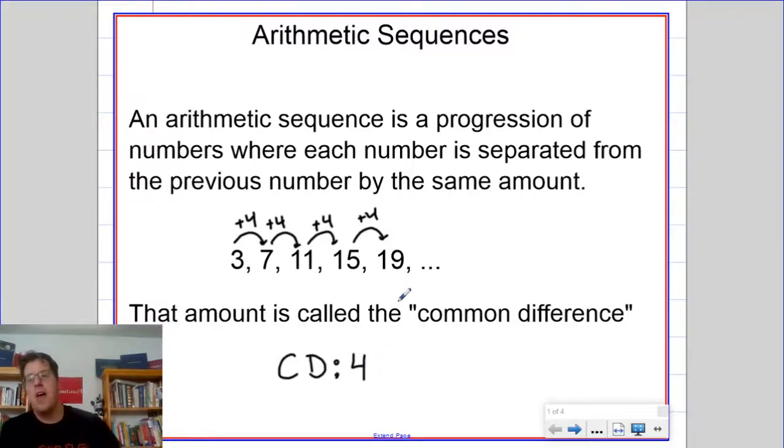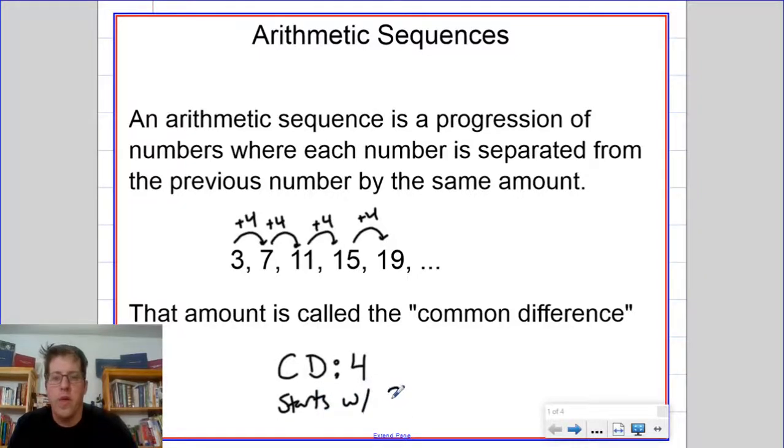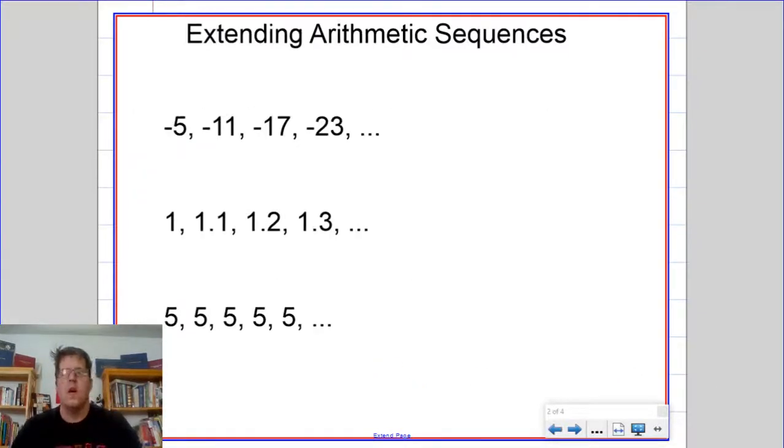If you wanted to tell someone everything they needed to know about this sequence, you could say that its common difference is 4 and that it starts with 3. That would tell them everything they need to know about this sequence. So each item in an arithmetic sequence is called a term. And we are going to start with the first term, the second term, the third term, the fourth term, etc.